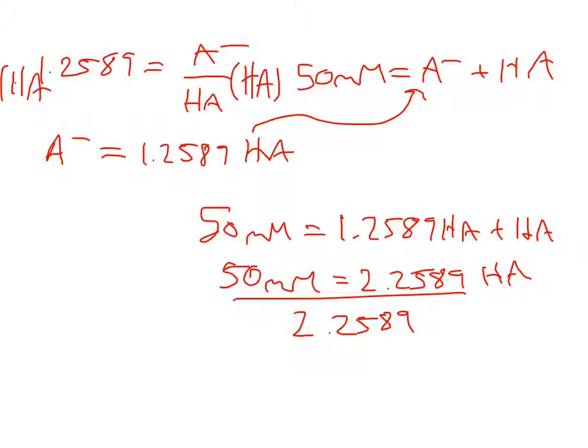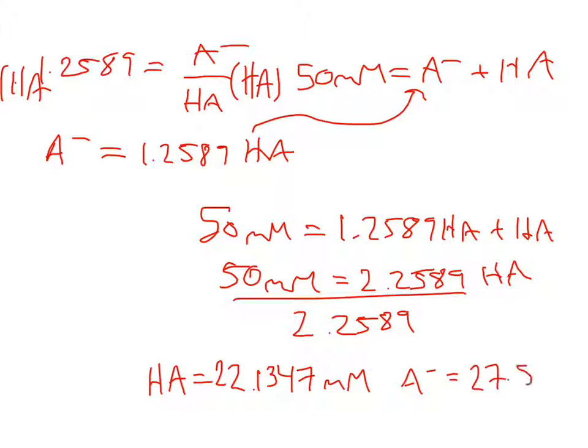We end up with HA equaling 22.1347 millimolar. And then remember, if we know HA, we also can figure out A. And so 50 minus that is going to be our A minus. 50 minus 22.1347 is 27.8653 millimolar.